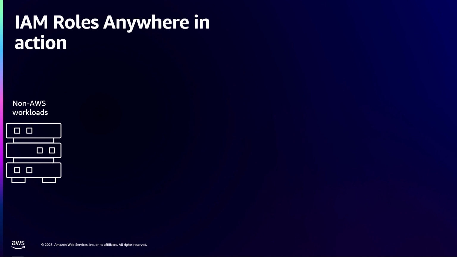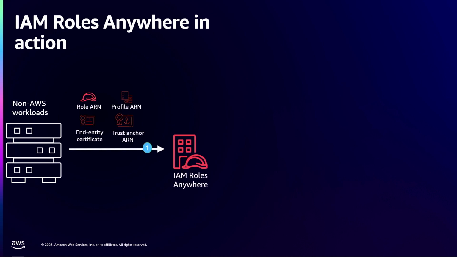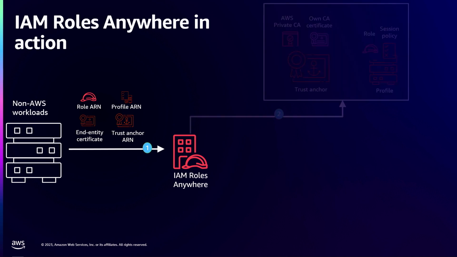You configure the credential helper with all of that information I mentioned earlier: the role that it's going to assume, the profile that we use for additional session policies, the certificate you've issued to the compute and the private key, and the trust anchor, or that root of trust I mentioned earlier. The credential helper calls Roles Anywhere. There's an API method called CreateSession.